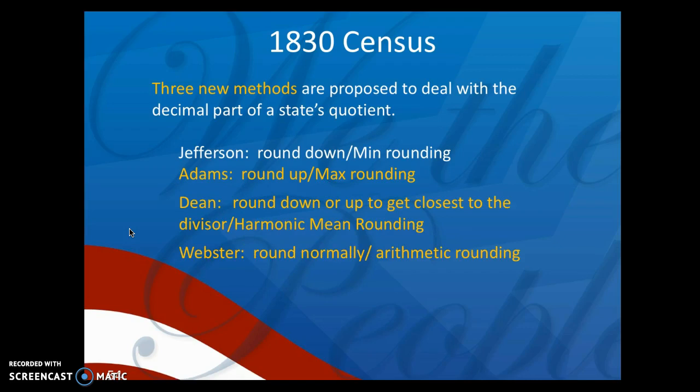All right, so just to connect this with the average lesson we went over last week, Jefferson's method basically is saying take the min rounding approach. Adams says take the max rounding approach. Webster, the round normally, that's what we call arithmetic rounding. And strangely enough, we'll talk about this later, Dean's proposal, round down or up to get closest to the divisor, is actually the harmonic mean rounding, that strange third rounding we talked about.